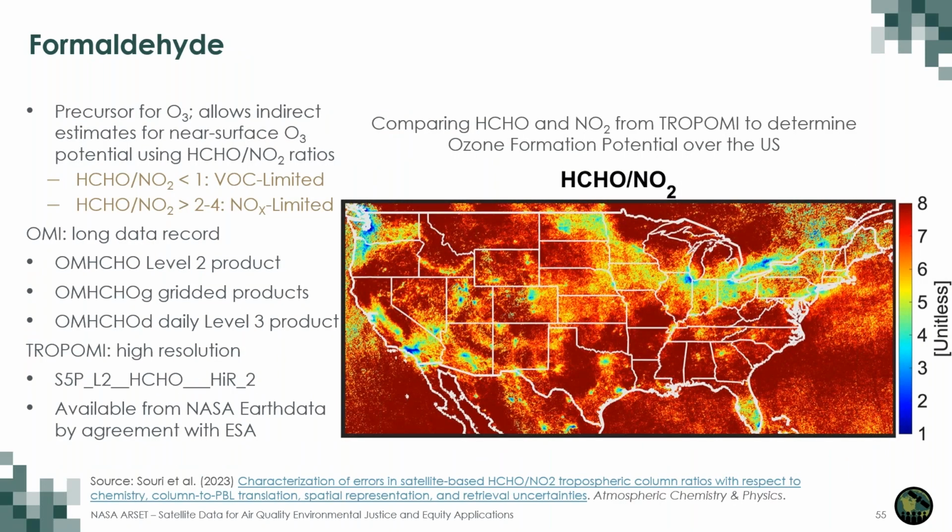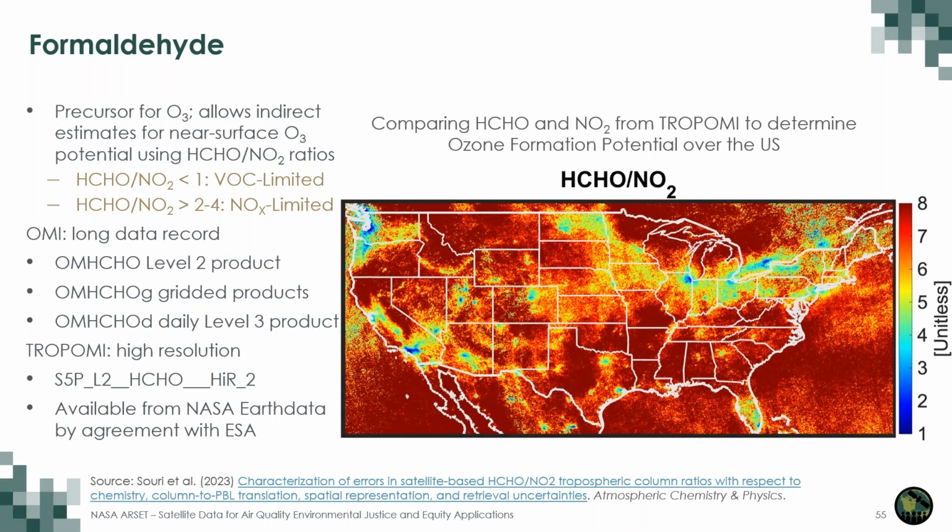Formaldehyde is another data product provided by both OMI and TROPOMI. While it's not often used directly for air quality applications, it can serve as a rough proxy for other volatile organic compounds, since it is a byproduct of the many reactions which involve these compounds. It's also used together with nitrogen dioxide retrievals to examine ozone formation potential.